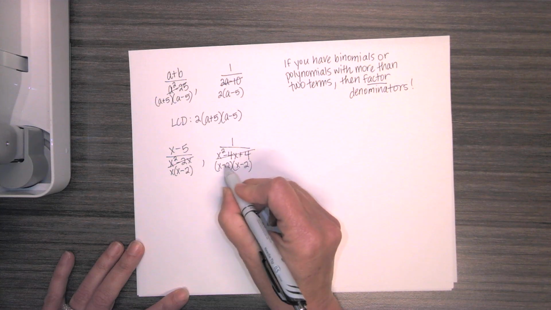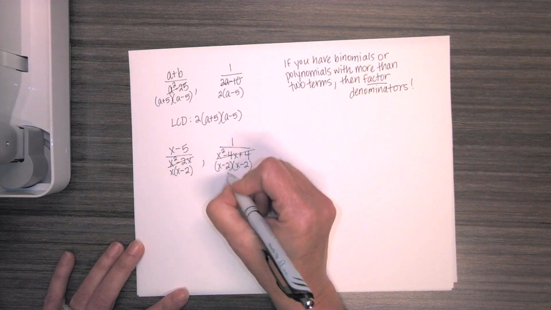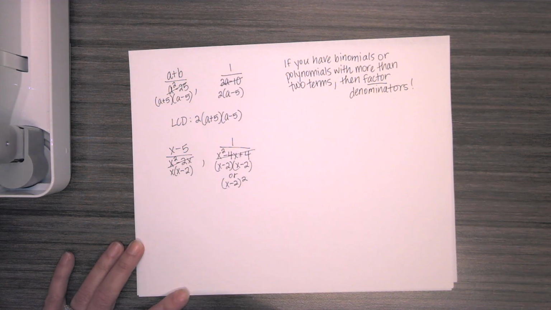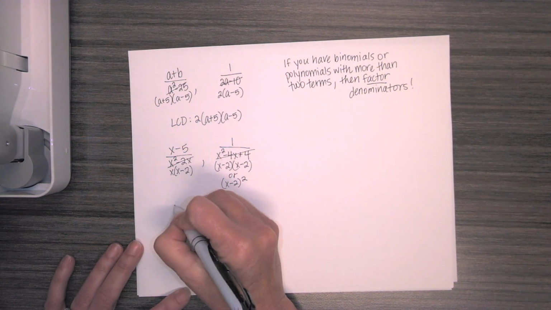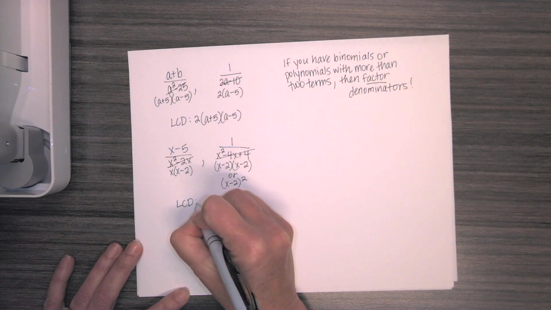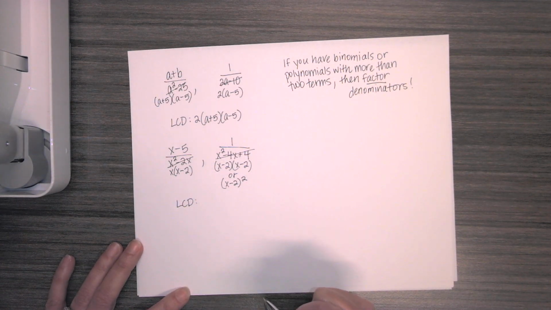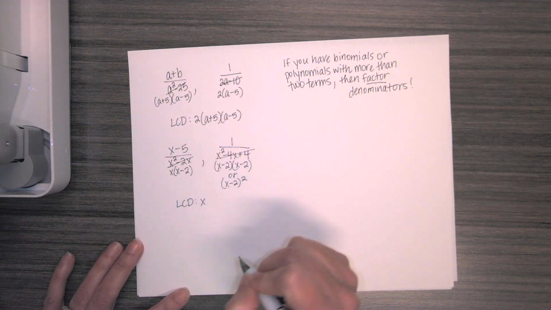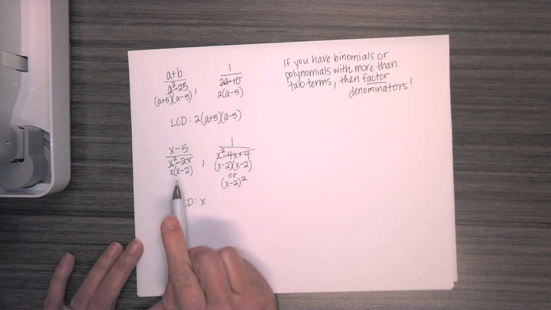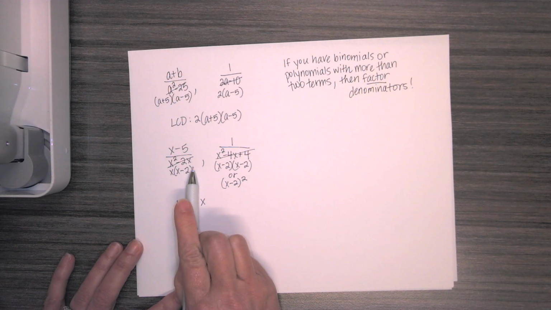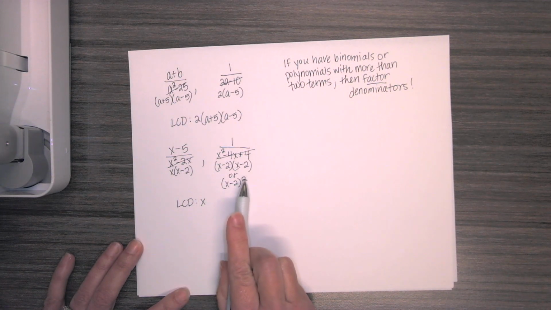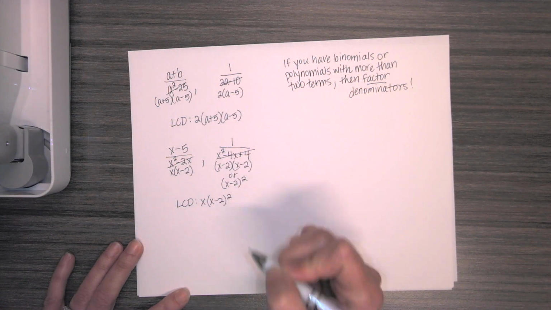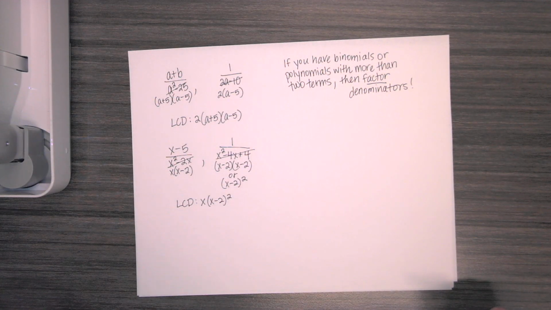Now it's important that if you have factors that repeat like this, that you write it with exponents. Because when you go to write your least common denominator, remember we want the highest power of every different factor that we see. So I see that we have an x. We're going to need an x in our least common denominator. And then here we have an x minus 2 to the first power, but here we have an x minus 2 to the second power. So we're going to need x minus 2 to the second power in our common denominator.